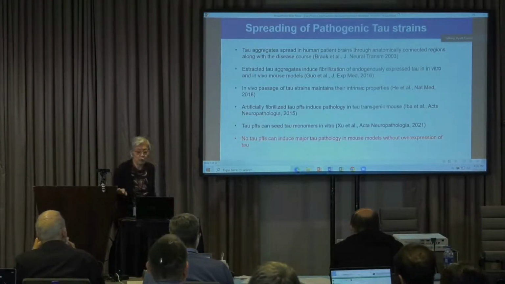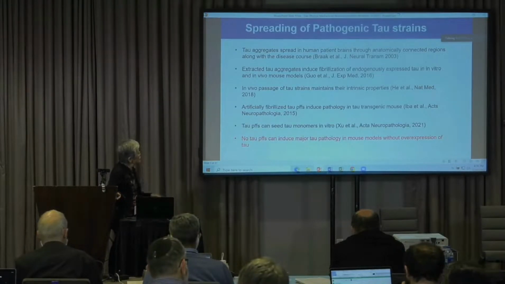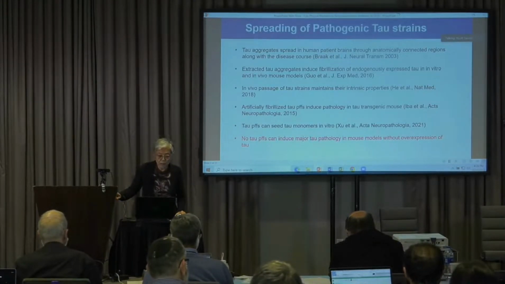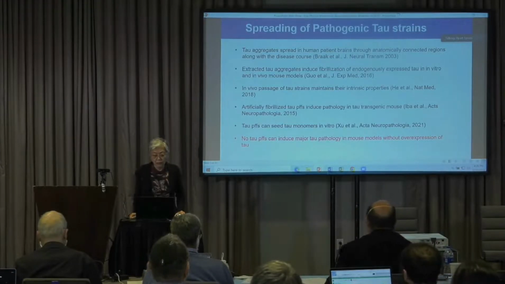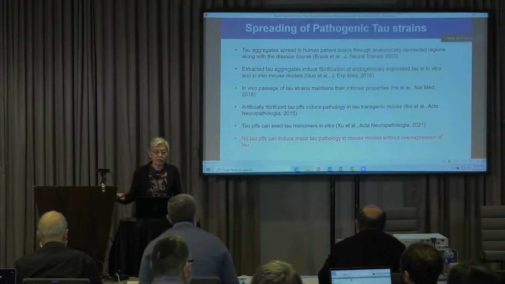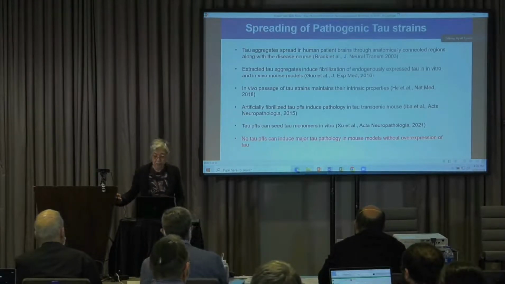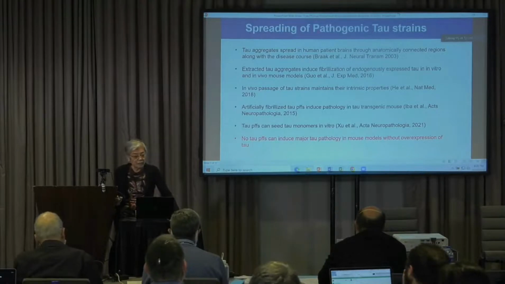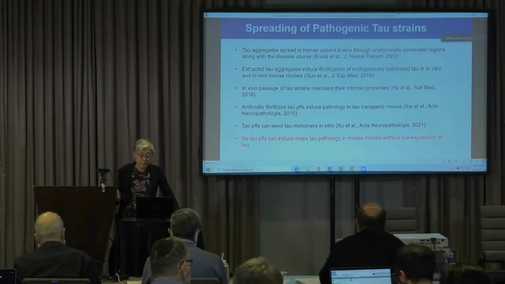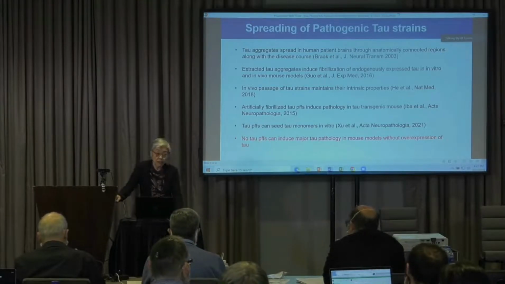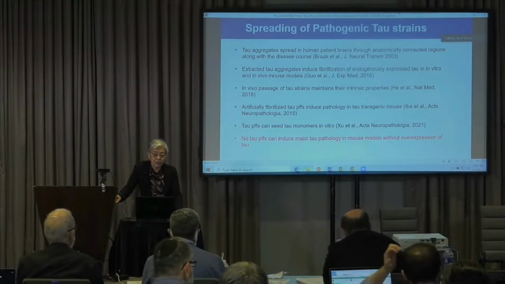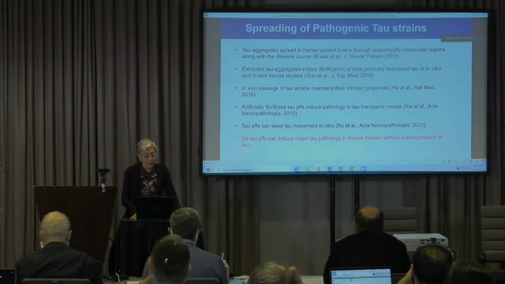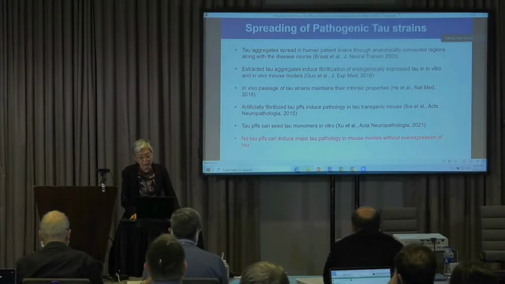So what do we know about tau before we even started doing some of these other experiments? We know that tau aggregates spread in human patients' brains through an anatomical connectome. You heard Brad talk a lot about that already in the previous talk. We also know that aggregates extracted from diseased brain induce fibrillization of endogenously expressed tau in in vitro and in vivo models. In vivo, you can passage this tau strain, and it maintains its intrinsic properties. Also, you can generate artificial fibrillized tau preformed fibrils, and they induce pathology in tau transgenic mice. And tau PFFs can seed tau monomers in vitro.